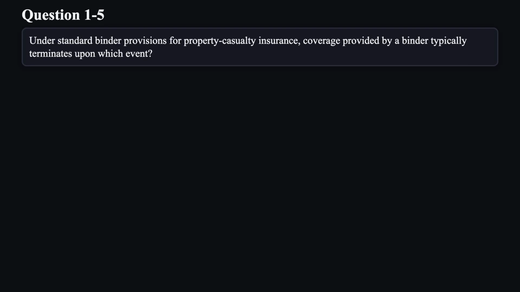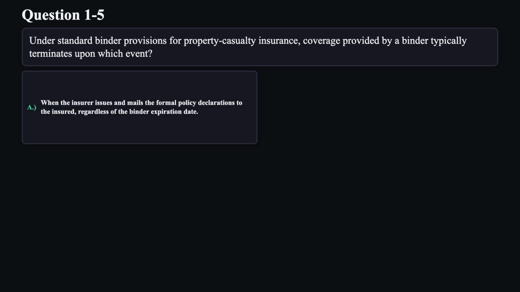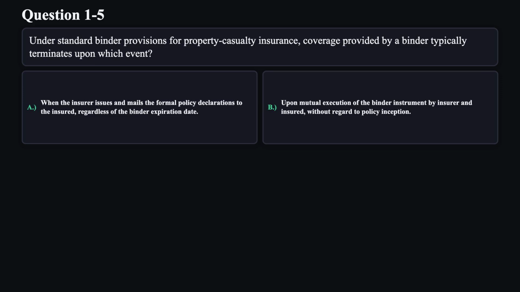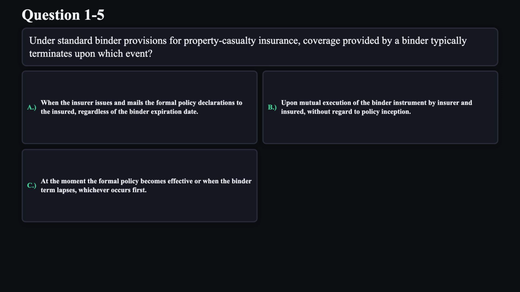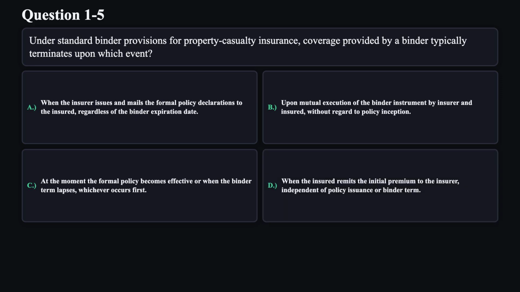Question 5. Under standard binder provisions for property casualty insurance, coverage provided by a binder typically terminates upon which event? A, when the insurer issues and mails the formal policy declarations to the insured, regardless of the binder expiration date. B, upon mutual execution of the binder instrument by insurer and insured, without regard to policy inception. C, at the moment the formal policy becomes effective or when the binder term lapses, whichever occurs first. D, when the insured remits the initial premium to the insurer, independent of policy issuance or binder term.